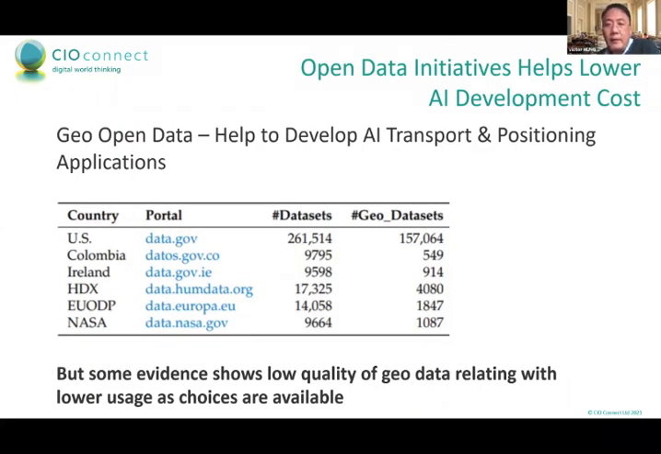No doubt that open data helps a lot because startups or this kind of AI development don't need to involve a lot of cost in data processing, because all this data is available to the public. They don't need to collect it. However, some of the open data is not of very good quality, and the evidence shows that low-quality geo data, in this example, has relatively low usage.